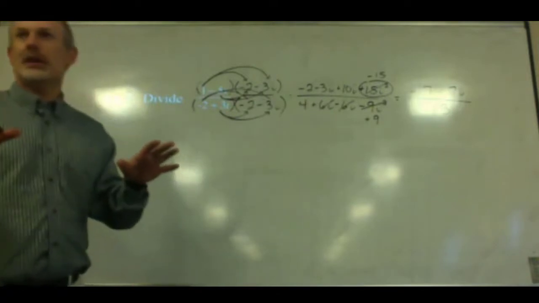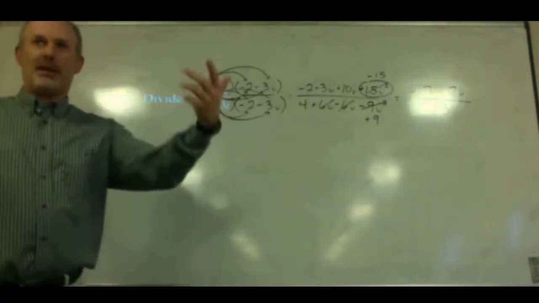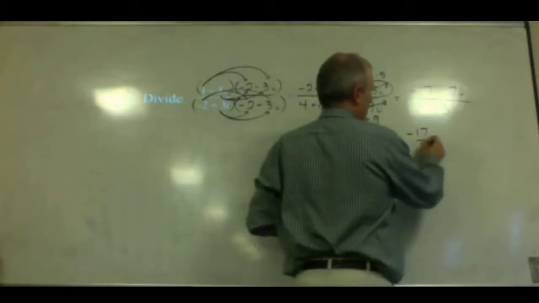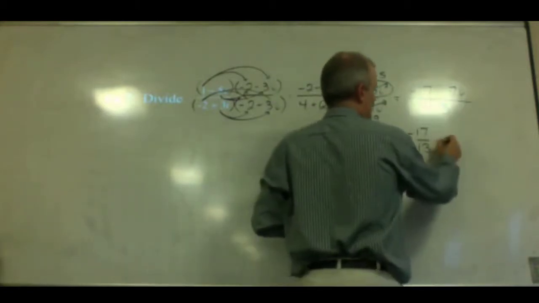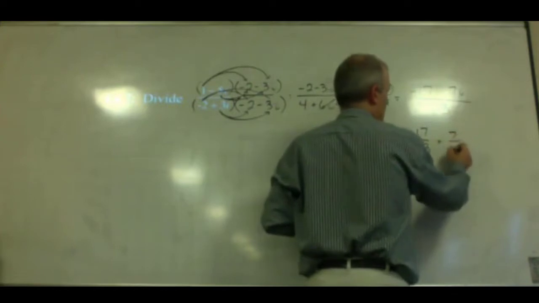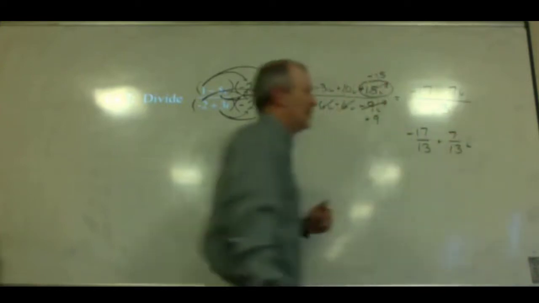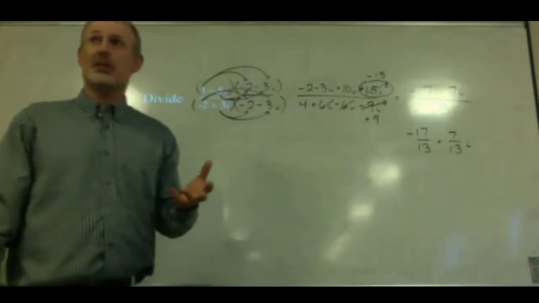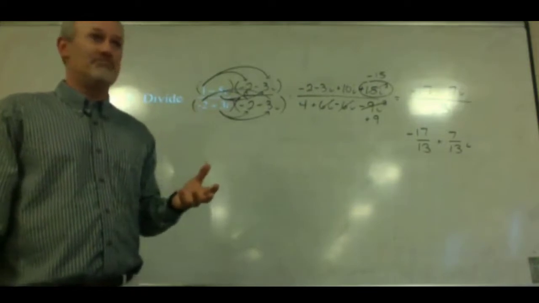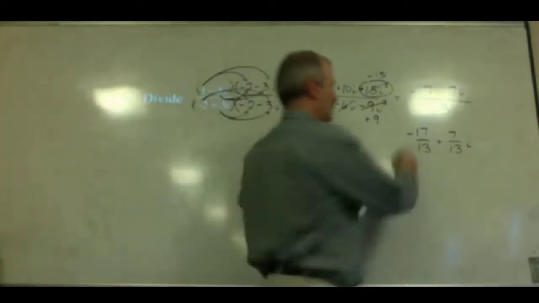Okay? Now we're almost done. What do we have to do? Break it up into two parts. So this will be negative 17 over 13 plus 7 over 13 i. Can we reduce either of those? No. So this is our answer.